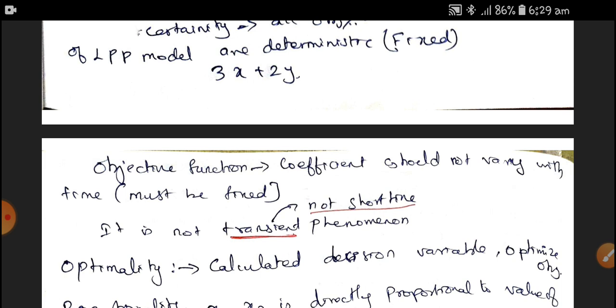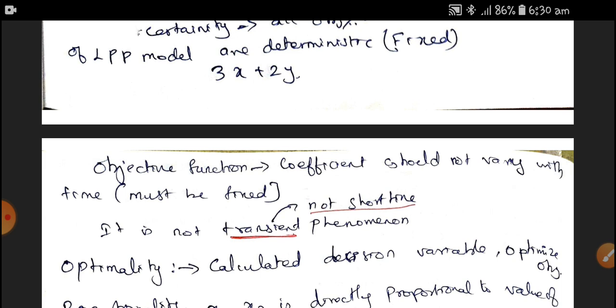The coefficient should not vary with time. The objective function, that is maximizing the profit, won't change with time. And the optimum use of resources won't change with time. So this is a fixed condition. This objective function is not a transient phenomenon. Transient means it is not short term.